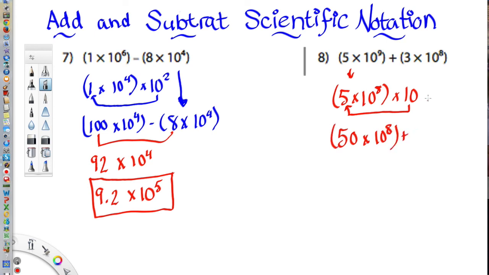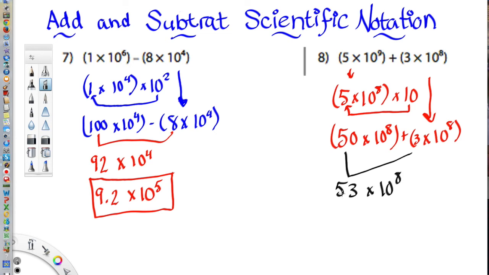Now I can add the second expression here, which is 3 times 10 to the 8th power. The 50 and the 3 will give me 53 times 10 to the 8th power. And my 53 is too high for scientific notation. I've got to change my base then to 5.3 times 10 to the 9th power. And that will be my final answer.